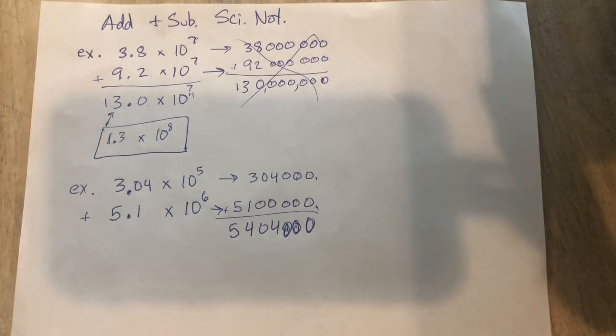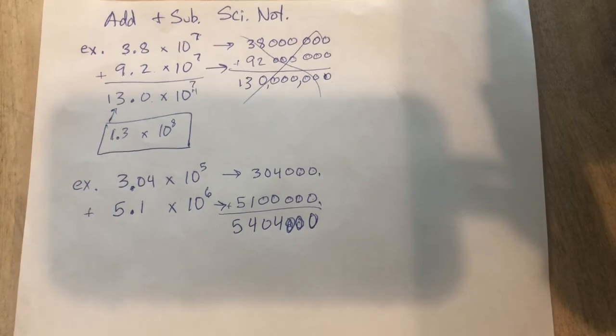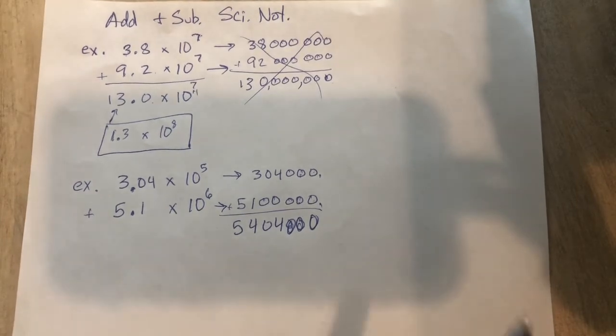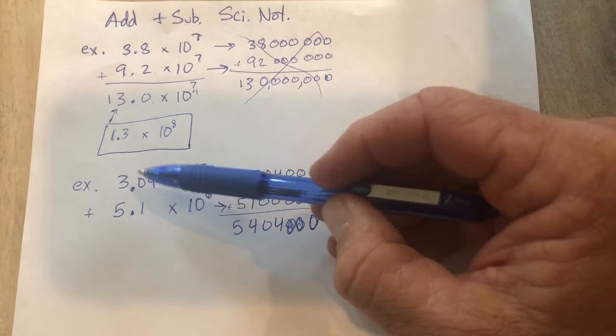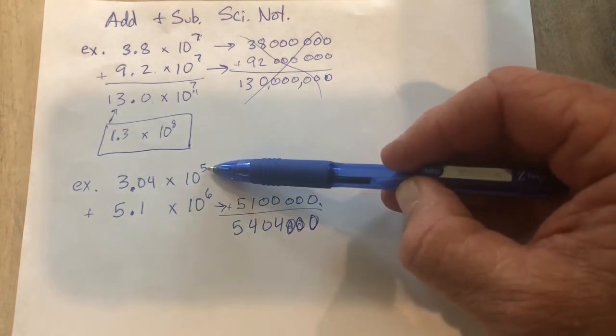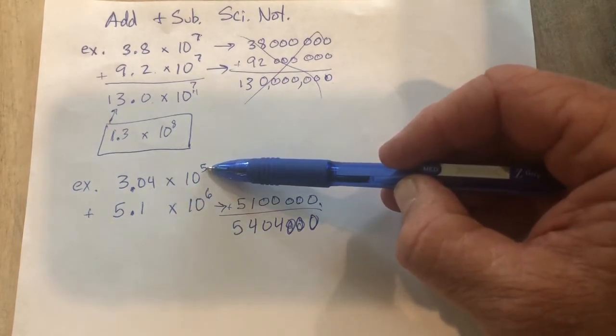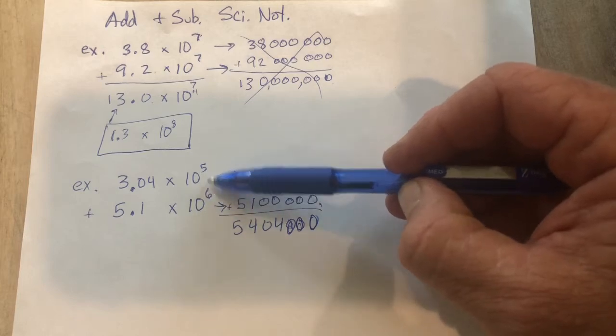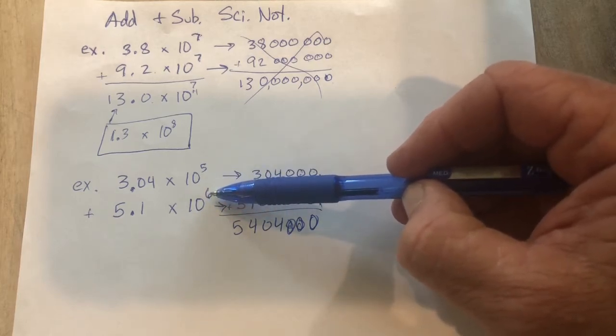Is there a little in between? And yes, there is. For me, the main rule of thumb is to think of it this way. Take the number that has the smaller power of 10 and rewrite it so that it has the same power of 10 as the one with the larger power of 10.